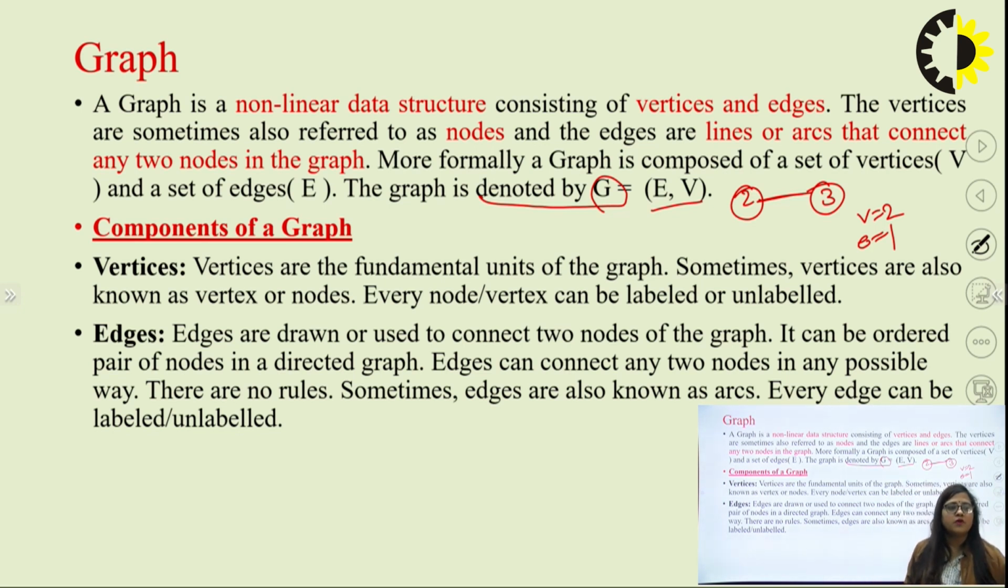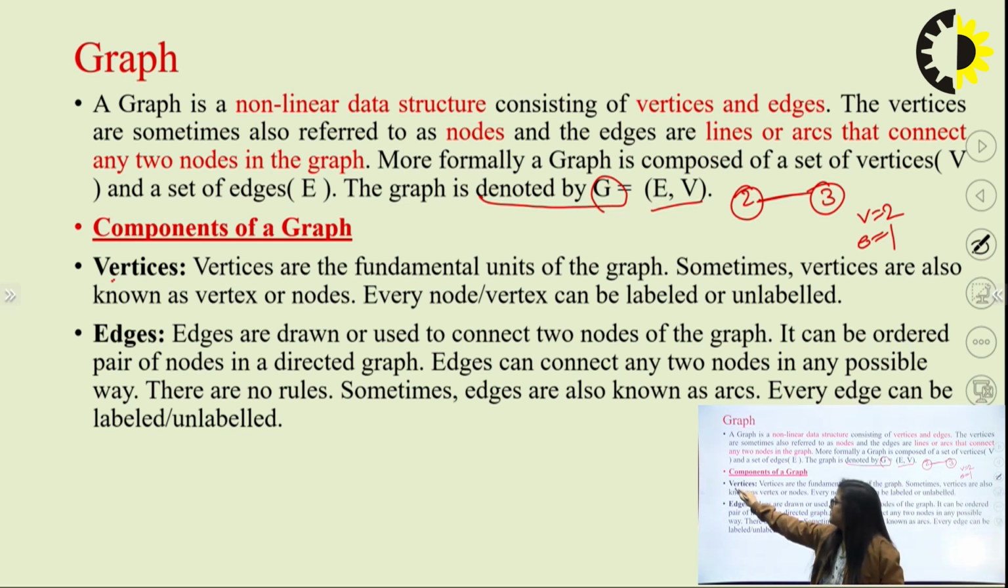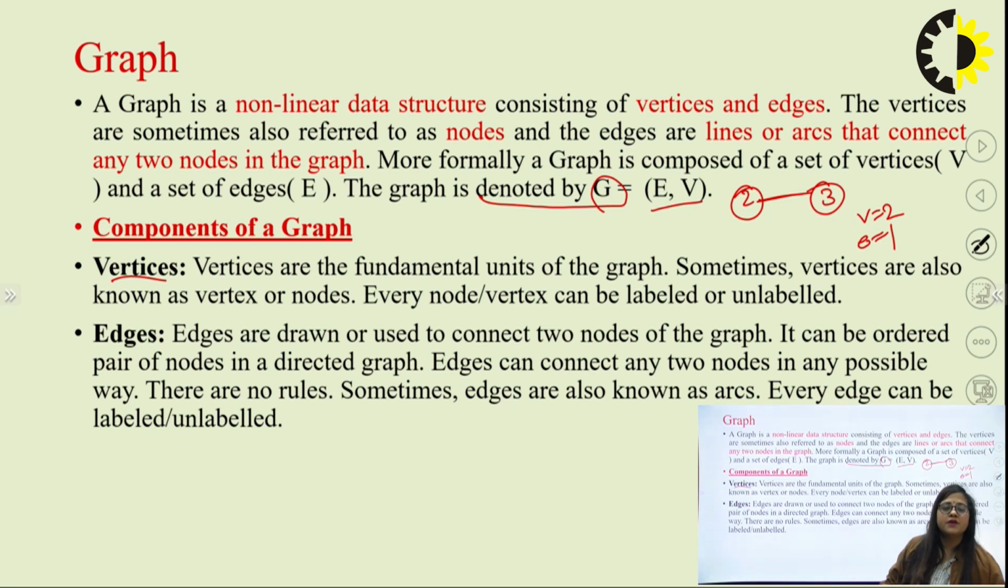The components of a graph, first one is vertex. Vertex is a fundamental unit of a graph. Sometimes vertices are also known as nodes, and every node and vertex can be labeled or unlabeled maybe. And edges are the connecting lines between one node to another node. It is a way where we want to move from source to destination node, is called an edge.